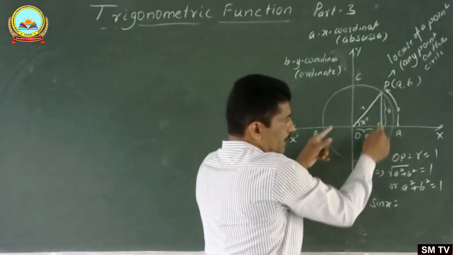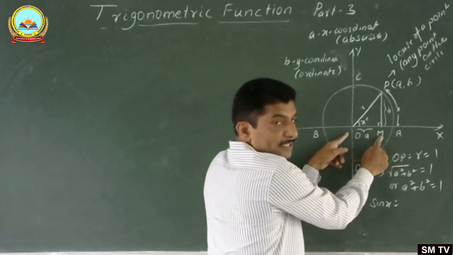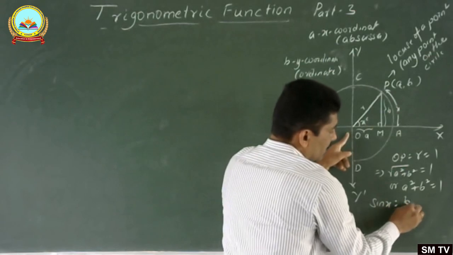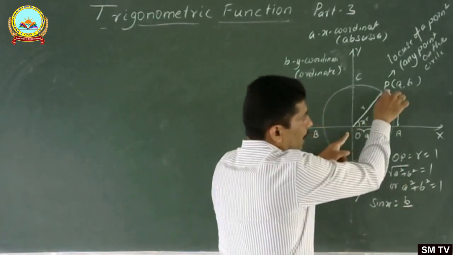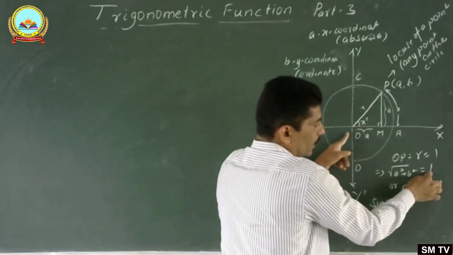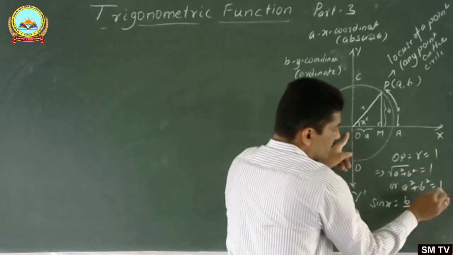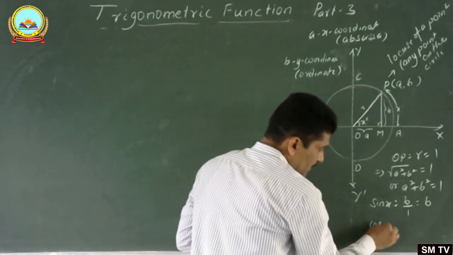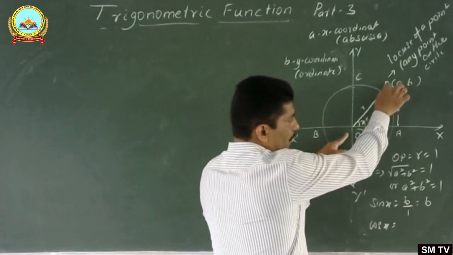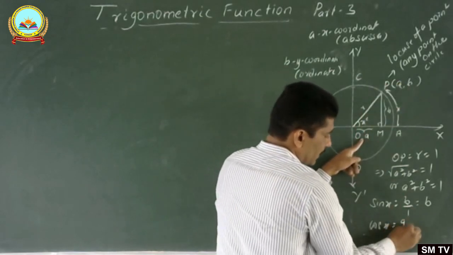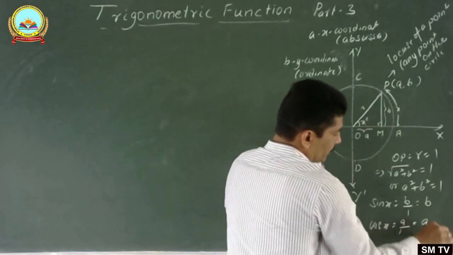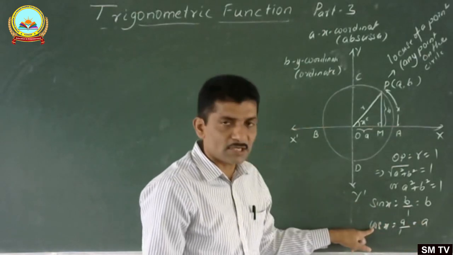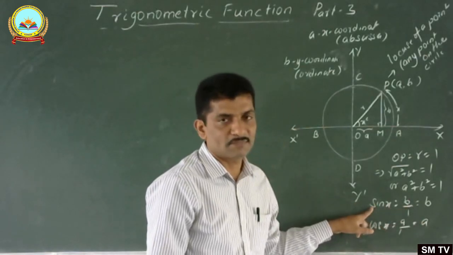Here the opposite side with respect to x is b and the adjacent side is a. Therefore sin x is equal to the opposite side b divided by the hypotenuse, the radius r, which is 1, so b by 1 is b. Similarly, cos x is equal to the adjacent side divided by the hypotenuse, which is a by 1, equal to a. In the unit circle, a means cos x and b means sin x.